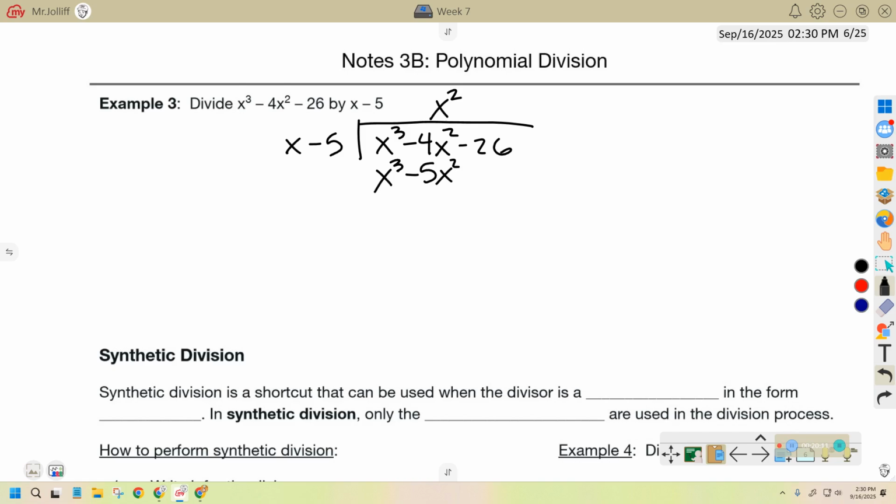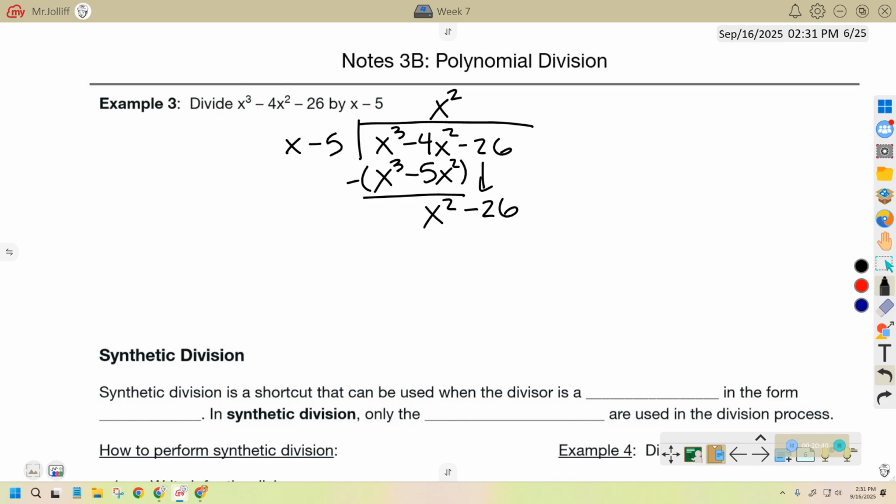Yay, Lucero, what should I do next? Perfect. Yeah, subtract those two lines. X cubed minus x cubed is 0. Negative 4 minus negative 5 is just positive 1. Yay. Very good. Dayanara, what do I do next? Very good. Drop the negative 26.